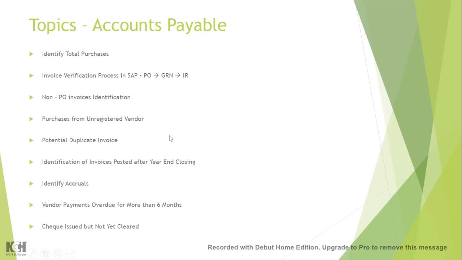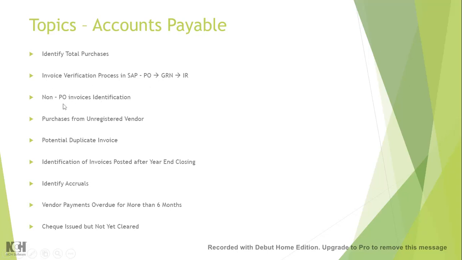So let's start with the first. You need to know what is the total scope of accounts payable. So you start with the total purchases. So how do you identify the total purchases in SAP? Next, I'll run through your invoice verification process in SAP, mainly related to the three-way match we call it. So you have a purchase order, goods receipt, and then invoice receipt. How does it work in SAP?